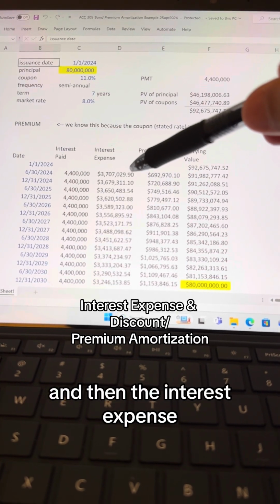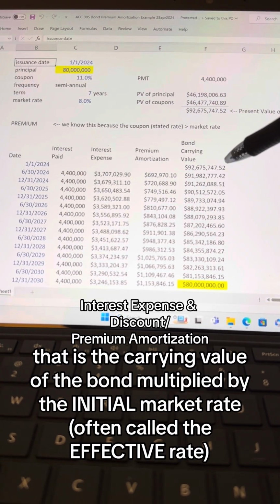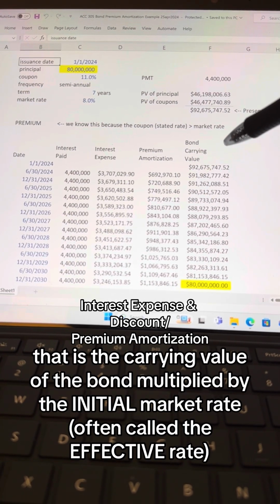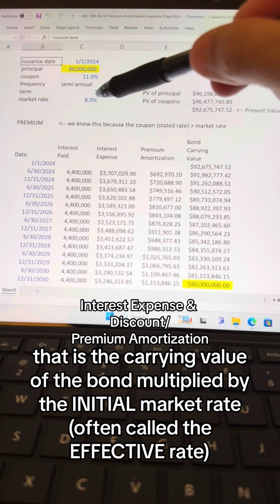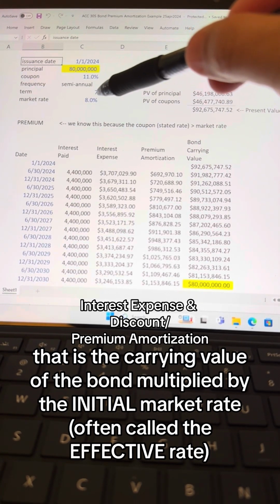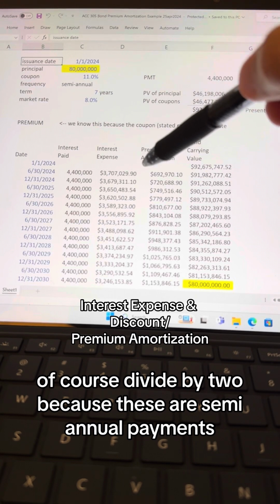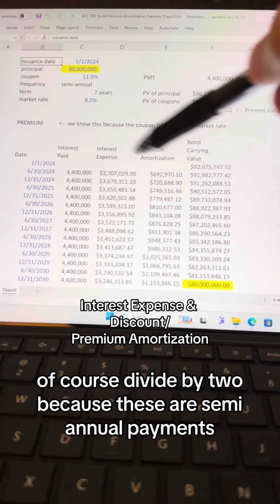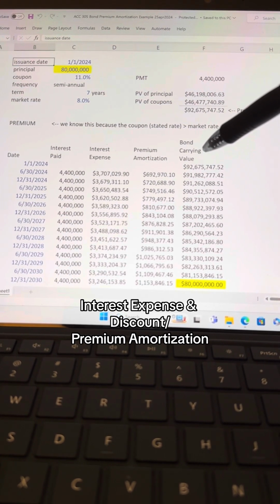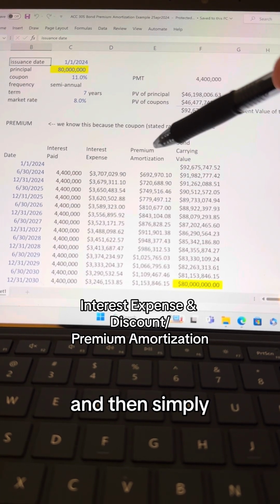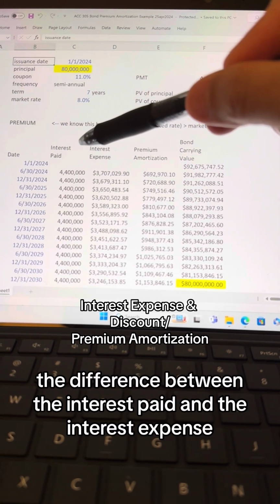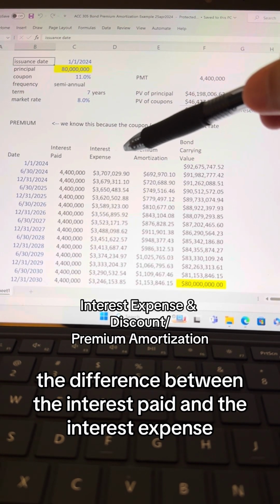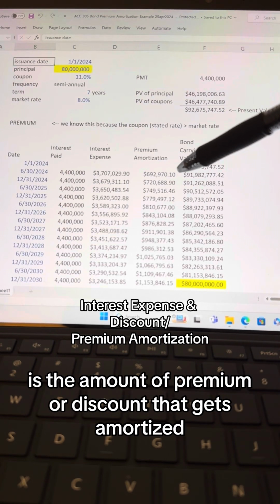And then the interest expense, how do we get that? That is the carrying value of the bond multiplied by the initial market rate. Of course, divide by 2 because these are semi-annual payments. All right? And then simply the difference between the interest paid and the interest expense is the amount of premium or discount that gets amortized.